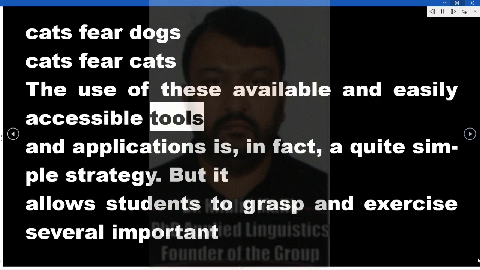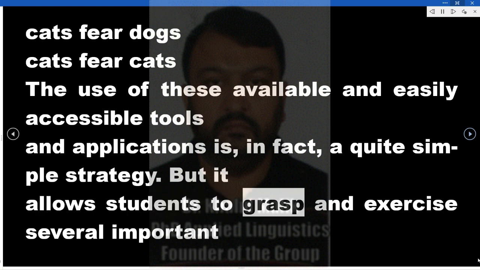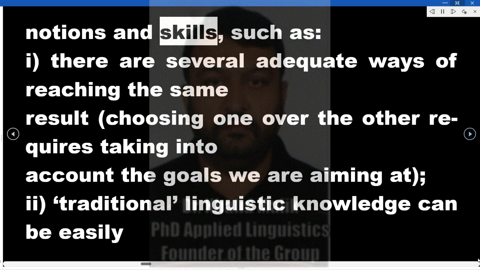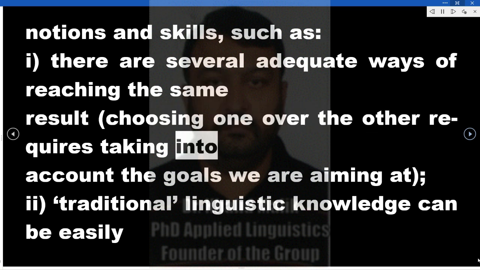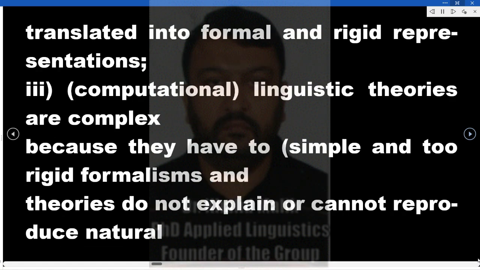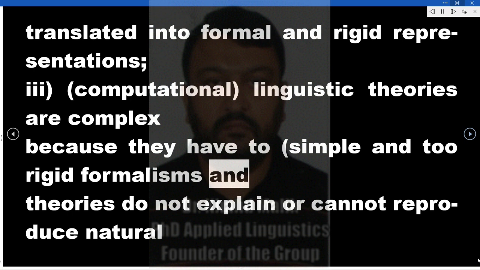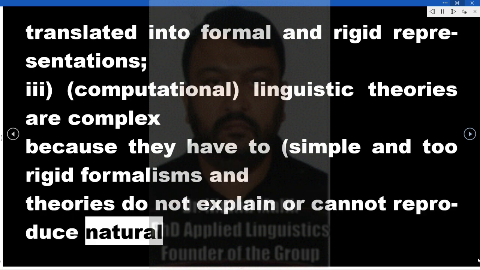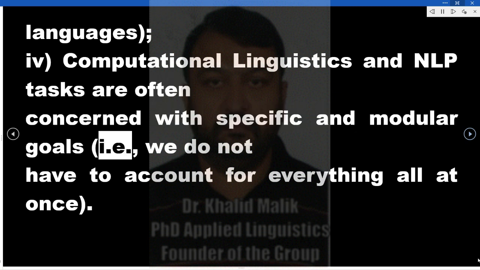The use of these available and easily accessible tools and applications is, in fact, a quite simple strategy. But it allows students to grasp and exercise several important notions and skills, such as: 1. There are several adequate ways of reaching the same result. Choosing one over the other requires taking into account the goals we are aiming at. 2. Traditional linguistic knowledge can be easily translated into formal and rigid representations. 3. Computational linguistic theories are complex because they have too simple and too rigid formalisms, and theories do not explain or cannot reproduce natural languages. 4. Computational linguistics and NLP tasks are often concerned with specific and modular goals, i.e., we do not have to account for everything all at once.